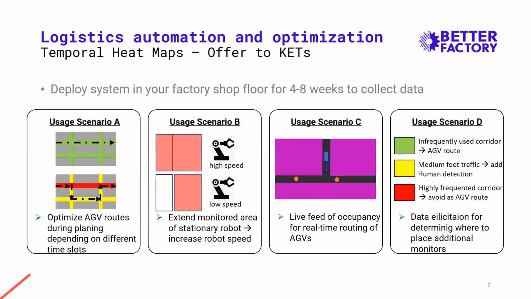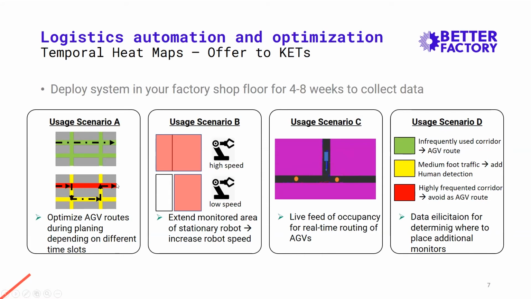Basically what we are offering to you is to deploy our system in your factory shop floor for 1 month or 2 months to collect the data. Then you can use that data to optimize the transportation routes beforehand. So already during the planning phase, you can say that between 8 and 12, you will take this corridor. Between 12 and 1, you will adjust the route to take this way around so that you can still maintain a high speed.